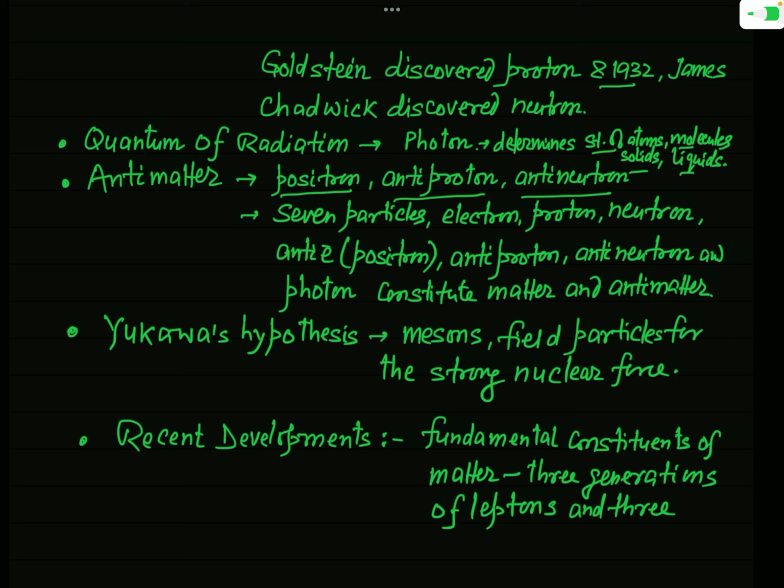And apart from this, you have seen that there are 4 particles: electron, proton and neutron, and photon, which are actually the building blocks of our matter and radiation. So you can say that 7 particles: electron, proton, neutron, anti-electron, which is called positron, antiproton, antineutron, and photon. These 7 particles actually constitute matter and antimatter.